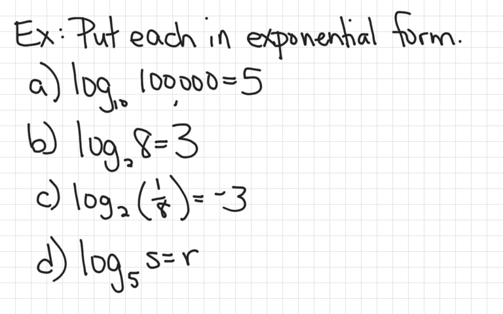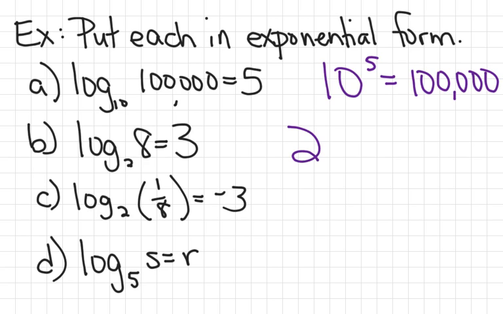All right, the first one is the log base 10 of 100,000 equals 5. In exponential form, the base is 10. 5 is the exponent, so it must be equal to 100,000. And that makes sense because the way powers of 10 work is 10 to the 5th power means a 1 with 5 zeros. B, the log base 2 of 8 equals 3. 2 is the base, 3 is the exponent, so it must be equal to 8. And it does. 2 to the 3rd equals 8.